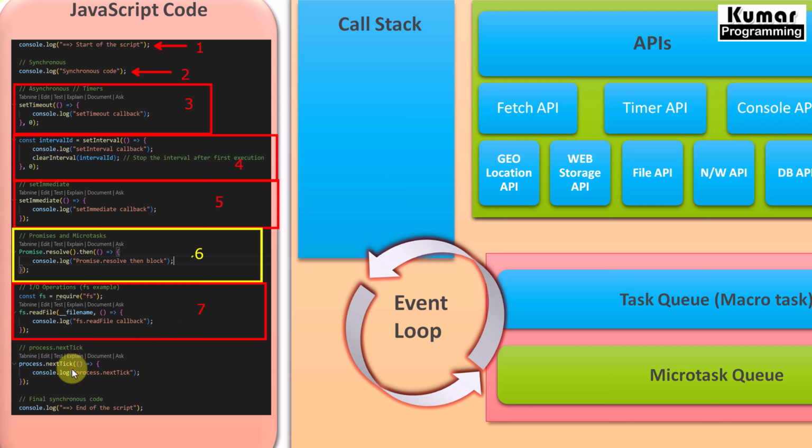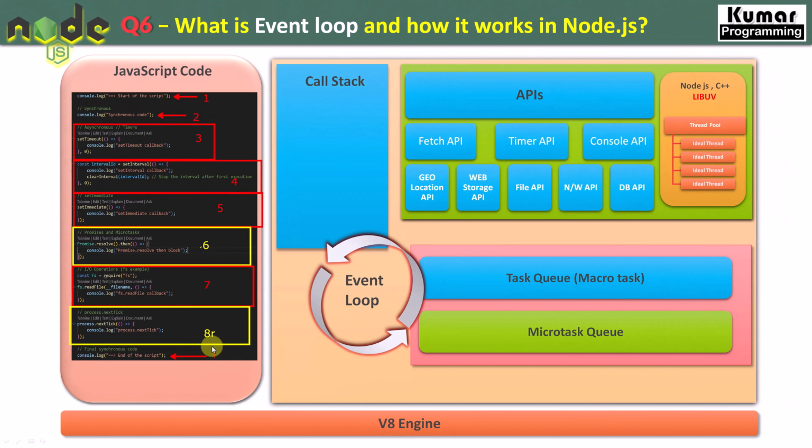Now this process.nextTick, I told you that this would be considered as a promise, but it has priority over promise, right? So I'll mark it as a promise. This is my promise, and I'll mark it as a block number 8. Now we have again our asynchronous code, which is console.log. So this will be executed. I'll mark it as a line number 9. Okay, this would be 9.